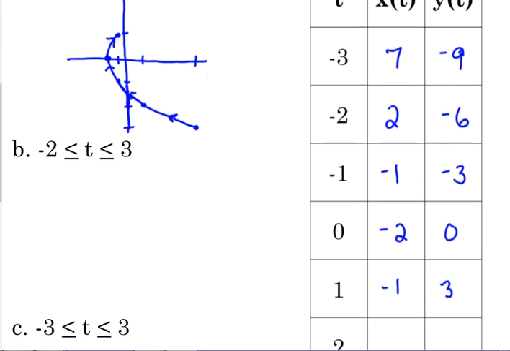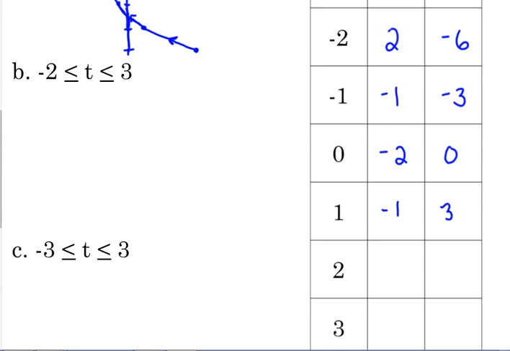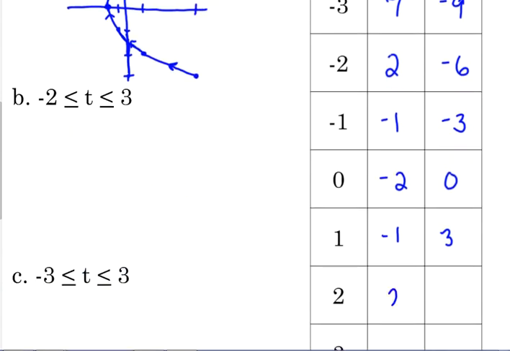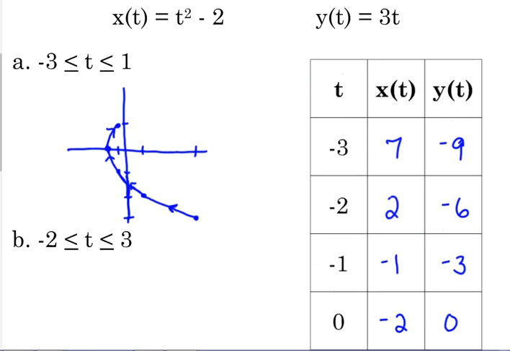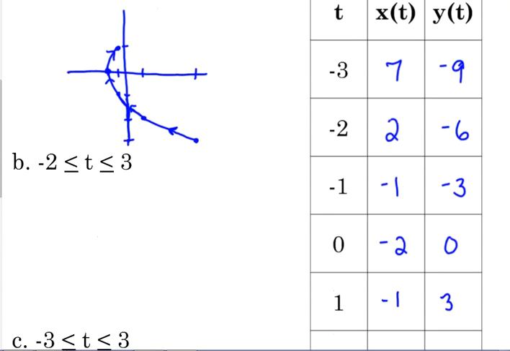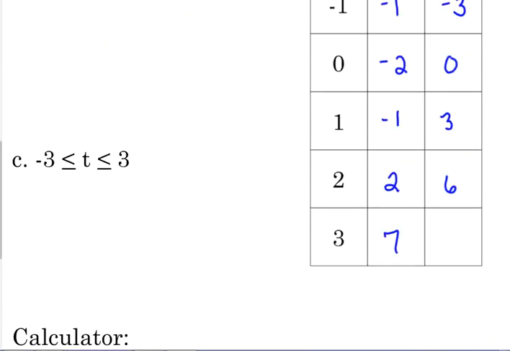Okay, what if we change our parameter window from -2 to +3? We've already got our values from -2 to +1. We just need to add a few more here. When we plug in 2, we're going to get the same thing that we got when we plugged in -2, except our y value is going to be +6. When we plug in 3, that's going to be 7, +9.